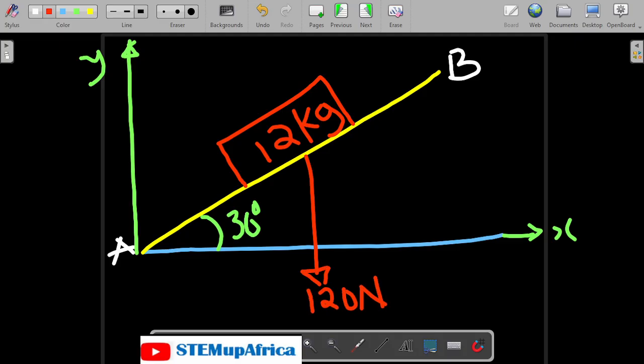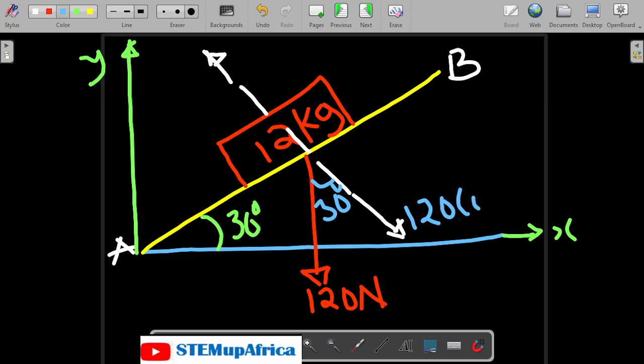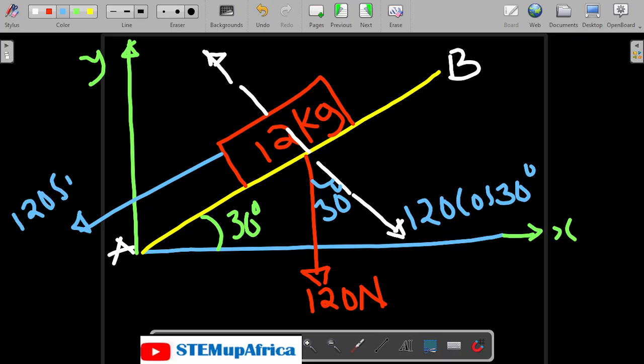So I'm to resolve this body now into the vertical and horizontal axes. Here, this angle is also 30 degrees, inclined to the vertical axis, which is the y. So if I resolve, I'm going to have 120 cos 30 degrees. If I resolve to the horizontal, I'm going to have 120 sine 30 degrees. Okay, so this is our question.